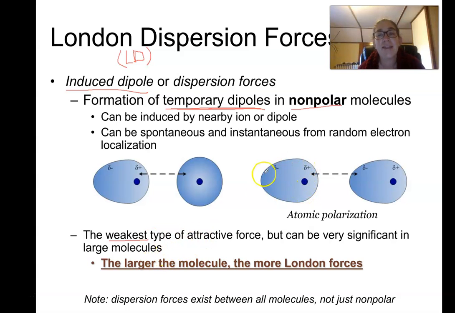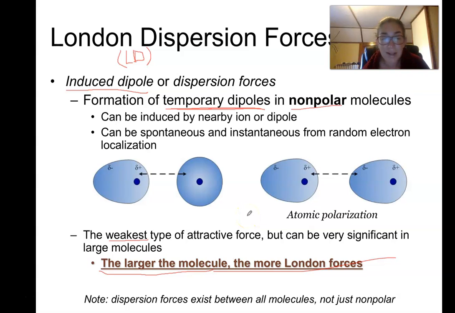But that's if it's a small molecule, if there's just a couple of atoms, right? The more atoms that are in a molecule, the stronger these forces become because they're additive. So if you have 2 atoms, that's going to be a pretty weak attraction. But if you have 100 or 1,000 atoms in a molecule, then that force starts to become fairly significant. So the rule with London dispersion forces is: the larger the molecule, the more London forces it has.